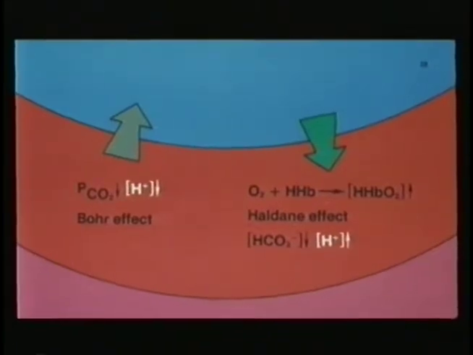Slide 28. The reverse occurs in the lungs. Loss of CO2 tends to make the blood more alkaline, and the Bohr effect enhances formation of oxyhemoglobin. But because of the Haldane effect, oxygenation tends to make the blood more acid. As in the tissues, the net result is that the change in hydrogen ion concentration is minimal.